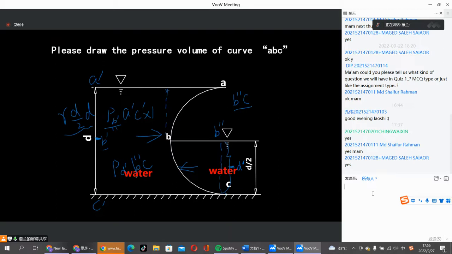It will be D prime times the area. For this one, the centroid will be gamma D force times its area, and this is to the left. So the resultant horizontal force on curve ABC will be gamma, this is by the left water, and this will be half water. This will be the resultant horizontal force.